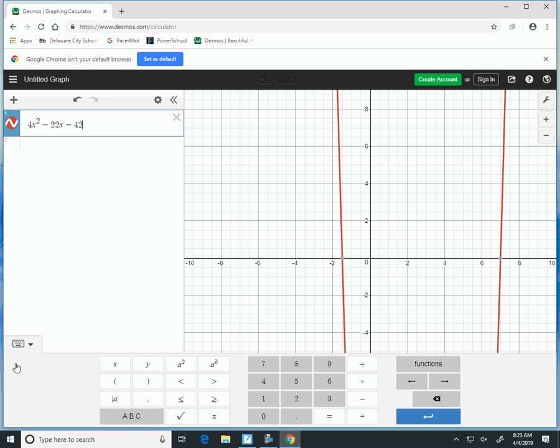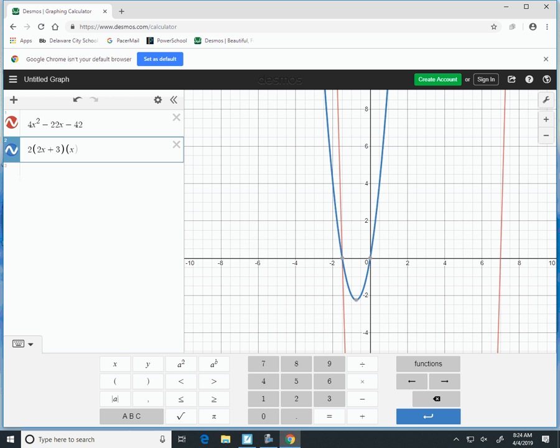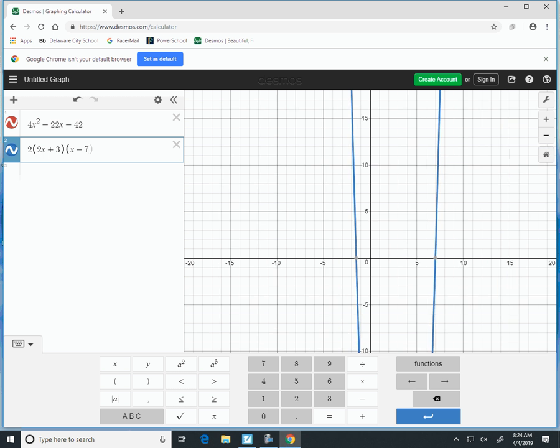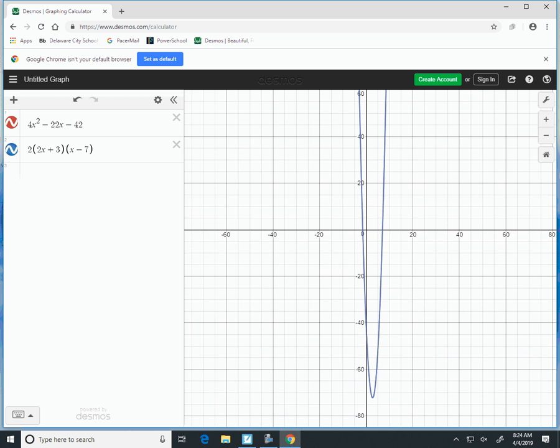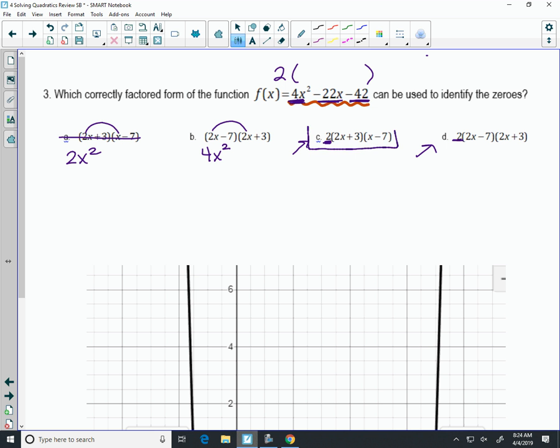And then I said that I wanted to check C or D first. So I'm going to put in C first, exactly how it looks: 2 times (2x plus 3) times (x minus 7). And see if it gives me the same. Let's make sure. I'm going to zoom out so I can see that whole parabola. It's a really tall one. And then I'm going to double check it by turning that off and turning it back on. They're right over top of each other. That means those two are equivalent. So this is the one we just put in.